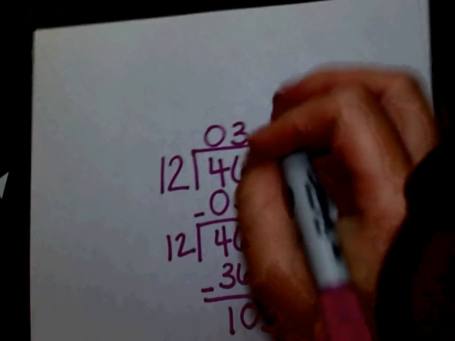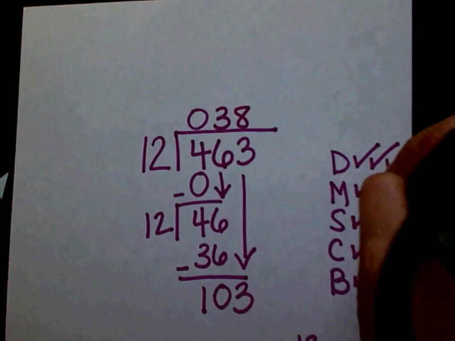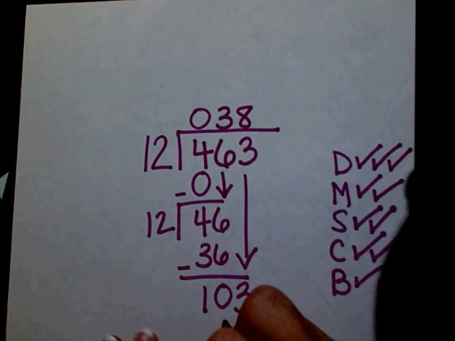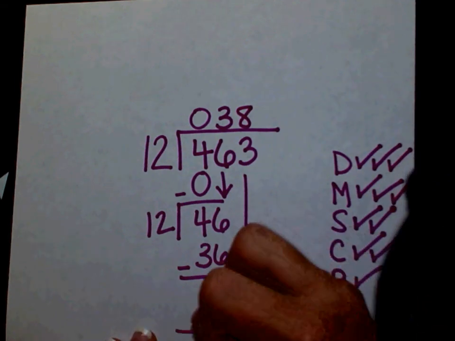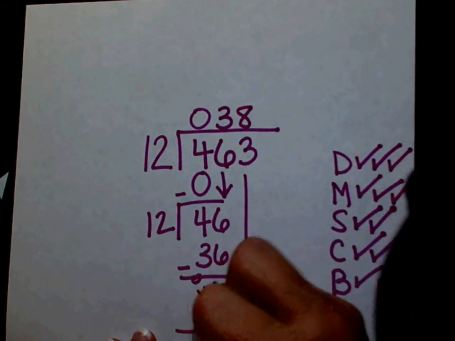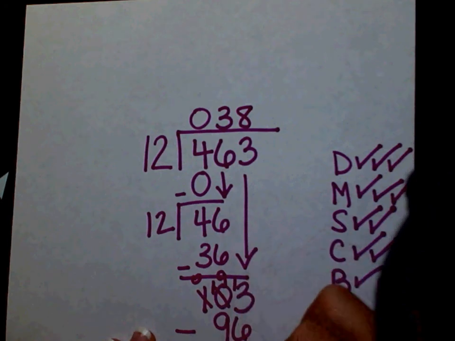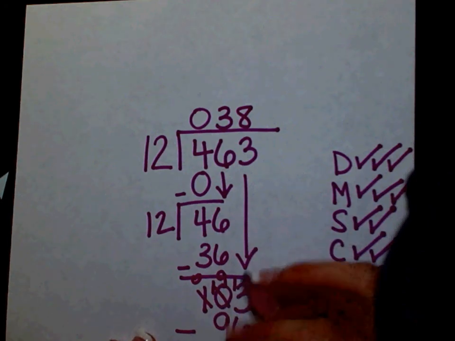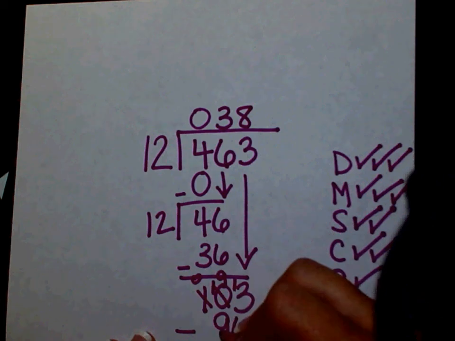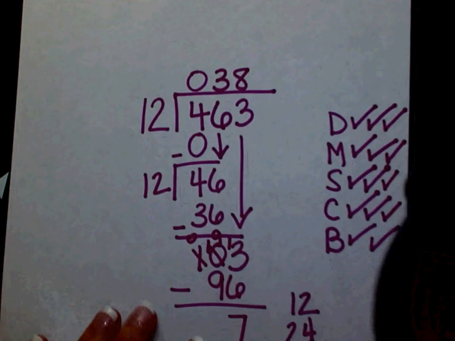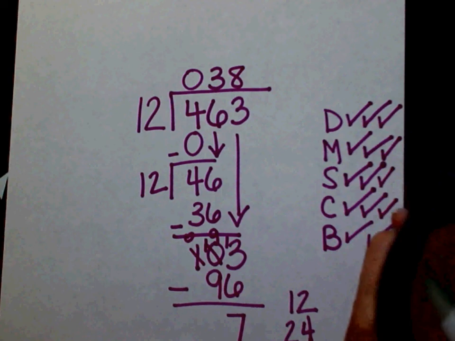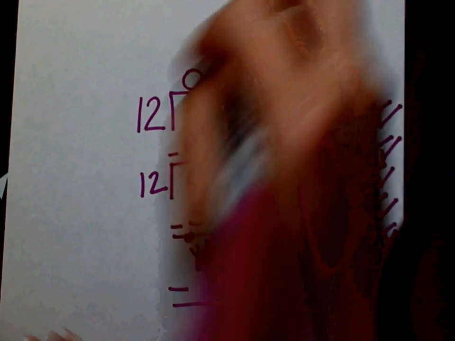Okay, so let's go back. Let's try the 8. Let's divide. 8 times 12 we said was 96. We multiplied. So let's subtract. You can't subtract 6 from 3, so we've got to go over here and borrow. 13 minus 6 is 7. 9 minus 9 is 0. So you have 7 left. Subtract. Check, is 7 less than 12? Yes. Bring down, is there anything left to bring down? No, which means we're done. So it's 38, remainder 7.